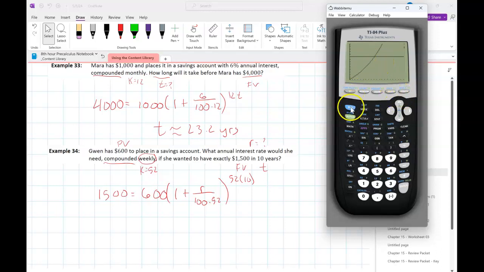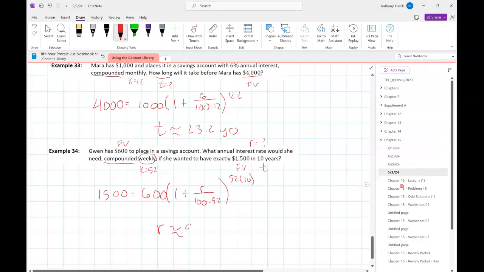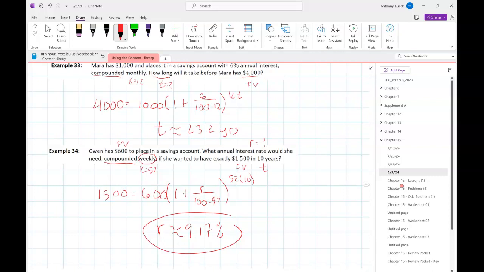Okay, there we go. Second trace, intersect command, enter, enter, enter. 9.17. What do you guys think? No big deal, right?